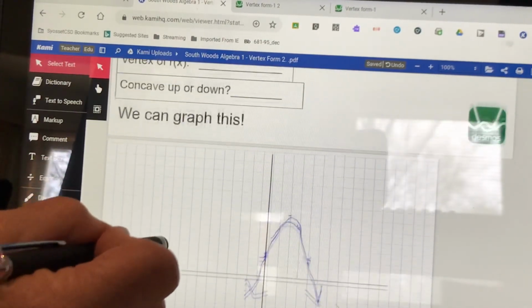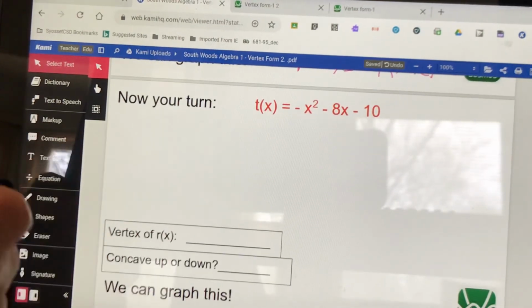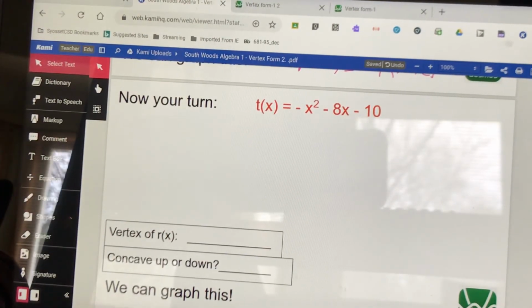Okay, it's now your turn. You have the slides to help you. You can play this YouTube video again if you'd like, and I'll see you tomorrow. Next video, we'll talk about coefficients other than 1 or negative 1.